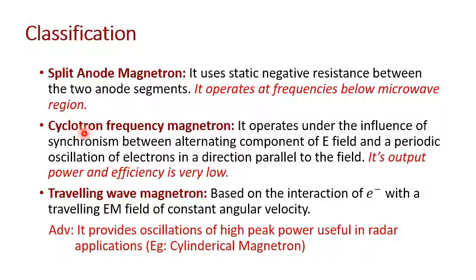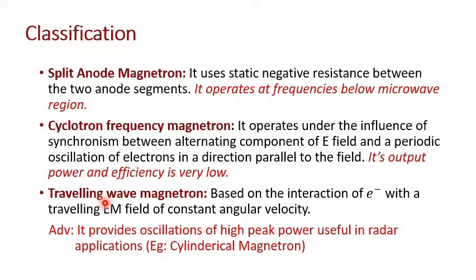The second type of magnetron is the cyclotron frequency magnetron. It operates under the influence of a synchronization between the alternating component of the electric field and a periodic oscillation of electrons in a direction parallel to the field. The drawback is that its output power and efficiency are very low.